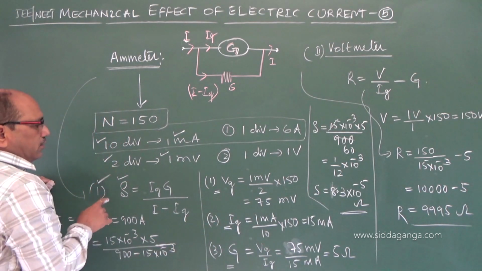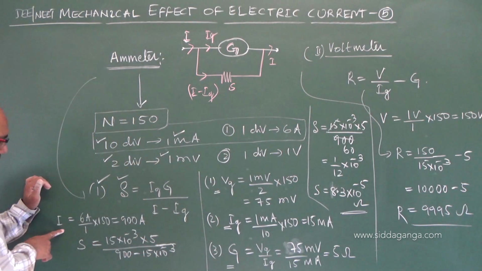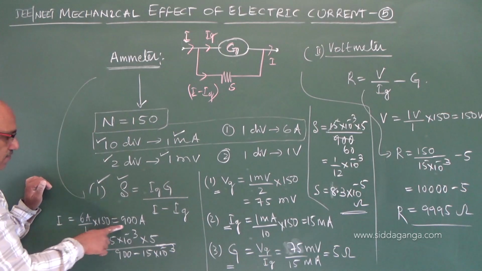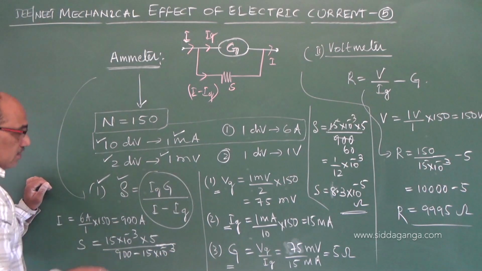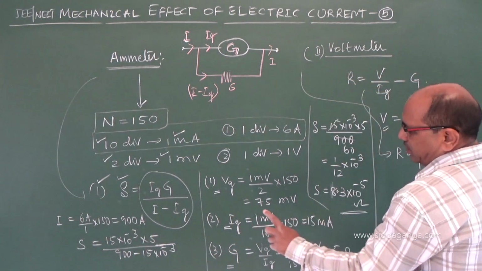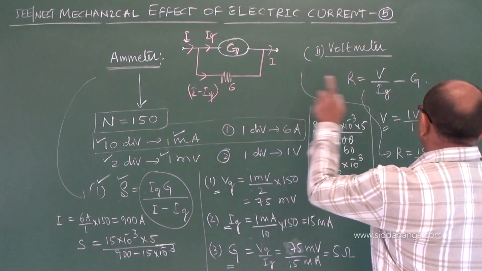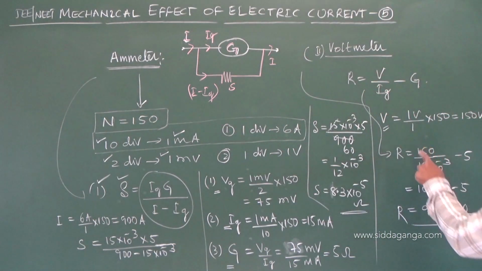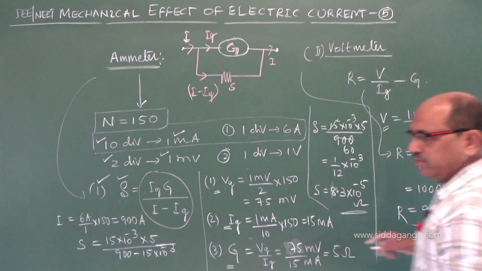Suppose you want to convert into an ammeter, the range is 1 division should measure 6 ampere, meaning full scale deflection is 6 ampere into 150, which is 900. And using this relation, we estimated the value of S. Again, the maximum voltage required is V equal to 1 division 1 volt, 150 divisions 150 volt. Substituting here, 150 volt by 15 milliamps minus 5 gives this answer.